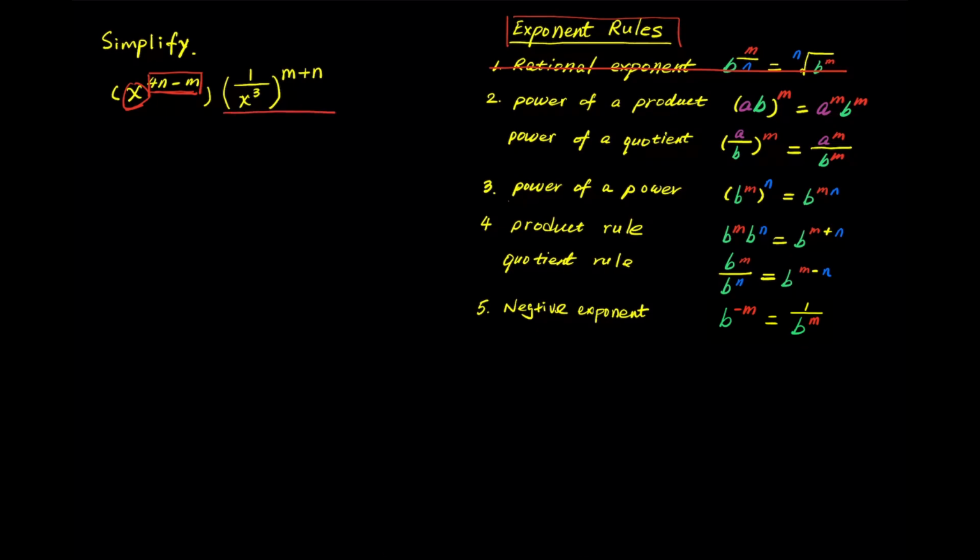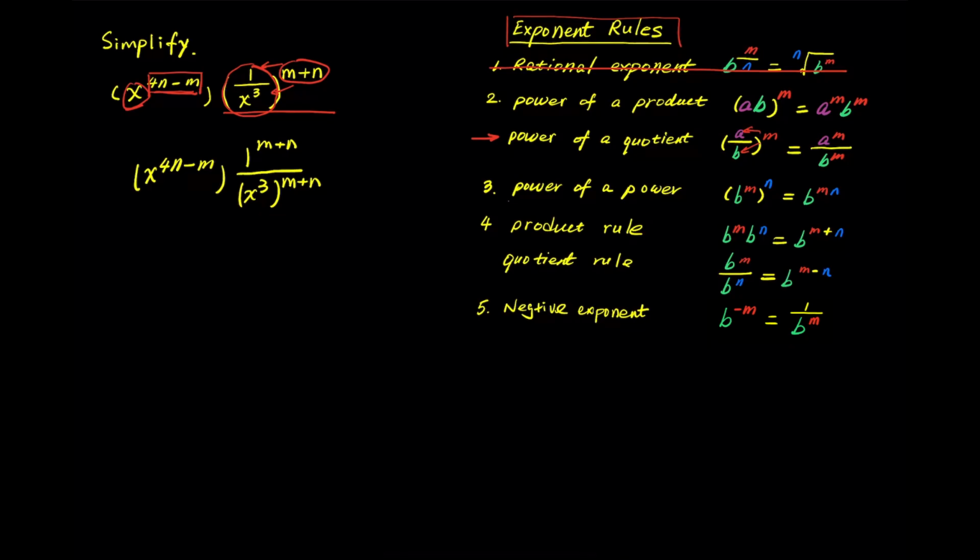We have a fraction being raised to a power. In other words, this is a power of a quotient. So we need to use the power of a quotient rule, which tells us to distribute the power to the numerator and denominator. Applying the rule here, we distribute this power m plus n to the numerator and also to the denominator. So we have 1 to the power of m plus n divided by x cubed to the power of m plus n. We still have the first part, x to the power of 4n minus m.